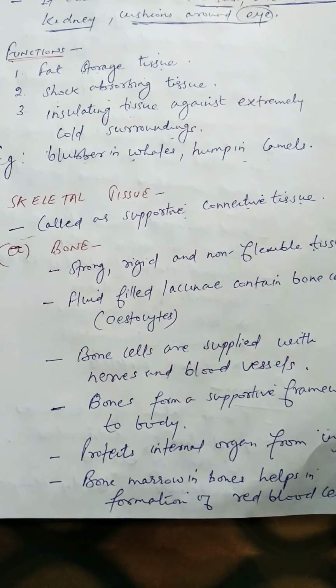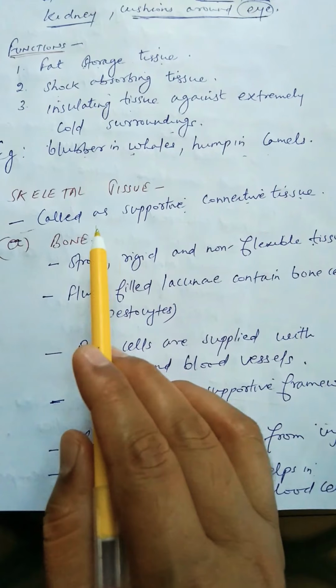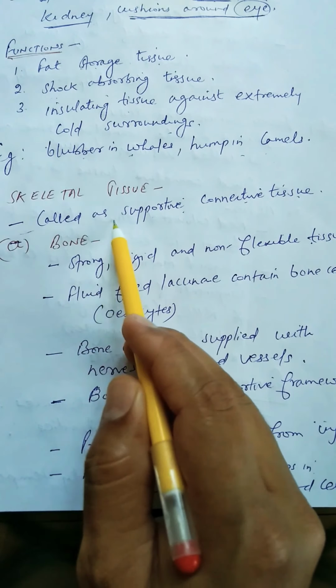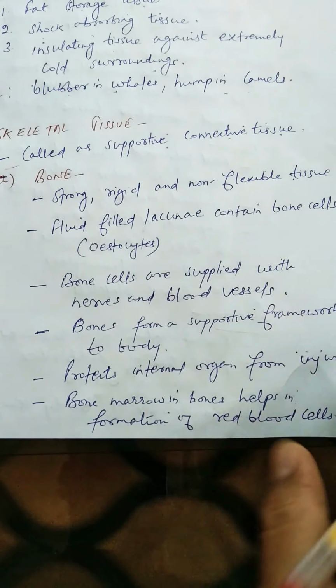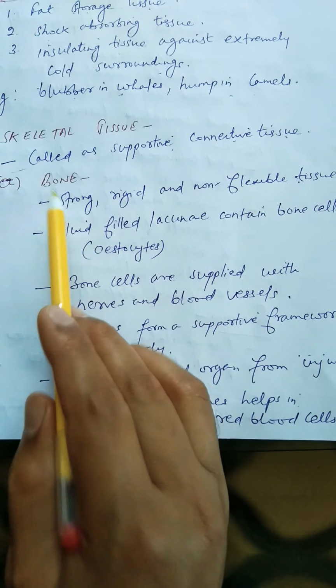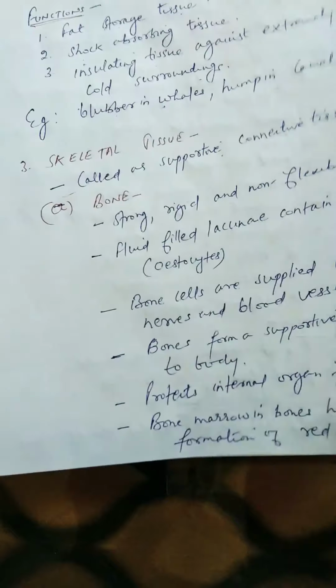So students, our third type is skeletal tissue. It is also called supportive connective tissue. Now see, you can see its types here. First is bone and second is cartilage.